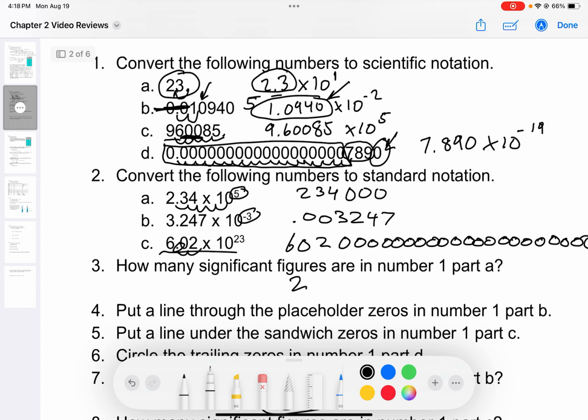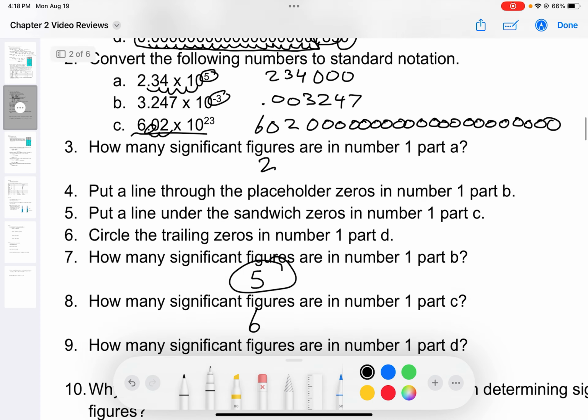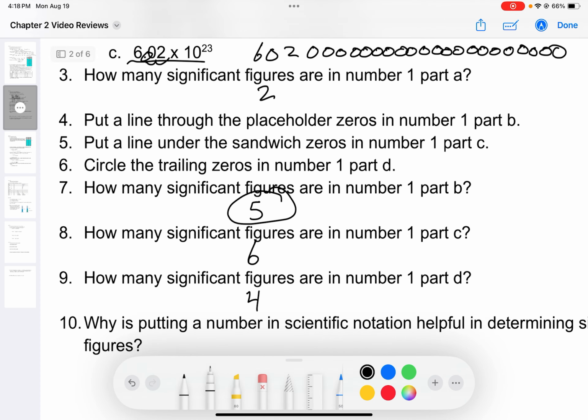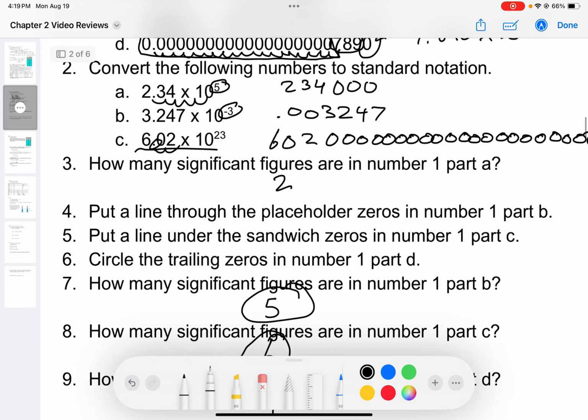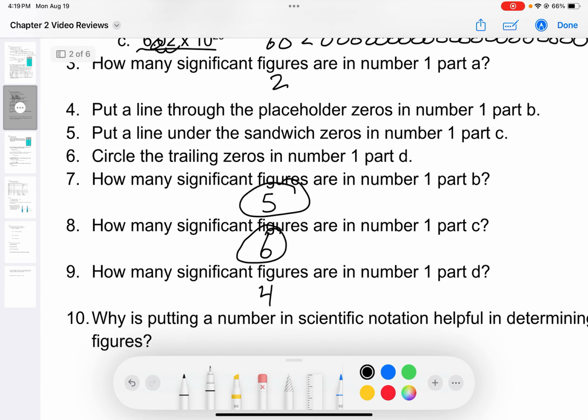notice that if I look at these numbers, there are 6 numbers there in that front number on the scientific notation. And look at the answer we put in number 8, which the question was, how many significant figures are in number 1, part C? We said 6. Which is the exact amount of numbers in this problem right there, in that front number. Okay? Then let's look at number 9.